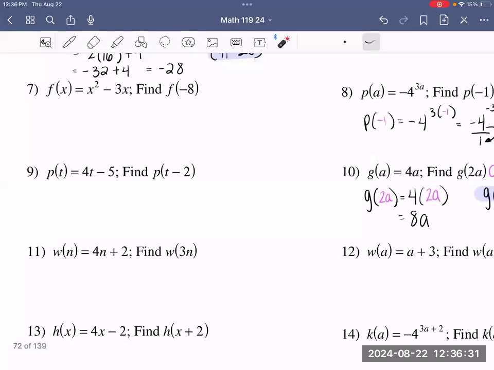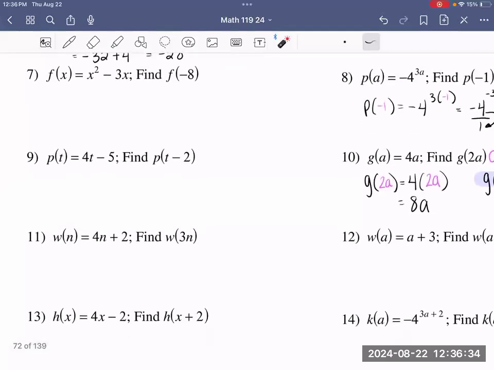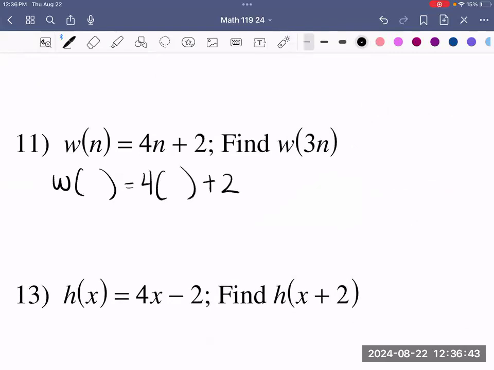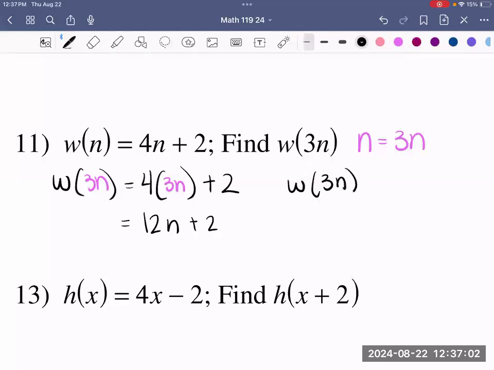Let's try it again with 11. W, leaving a gap, 4 times n plus 2. This is when n is equal to 3n. So where your n used to be, we're then going to put in a 3n to make 12n plus 2. So W of 3n is equal to 12n plus 2.